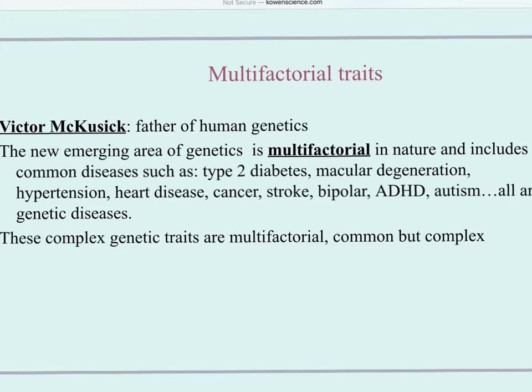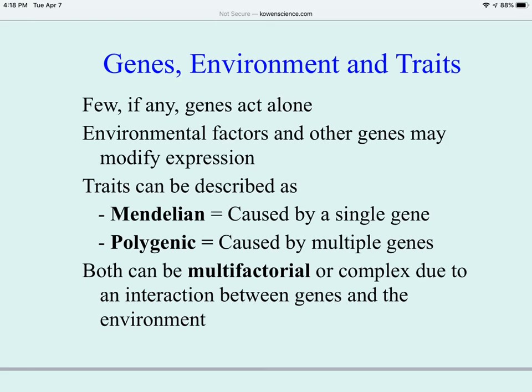Diseases such as type 2 diabetes, macular degeneration, heart disease, cancers, bipolar disorder, and stroke are examples. I've got a whole list of these. There's more than one gene or one factor that contributes to an individual inheriting this condition. So, in actuality, few, if any, genes act alone, such as in Mendelian genetics, which is what you would learn in biology and anatomy and just the very introductory level of genetics. Environmental factors can play a role, and then genes can be modified for expression.